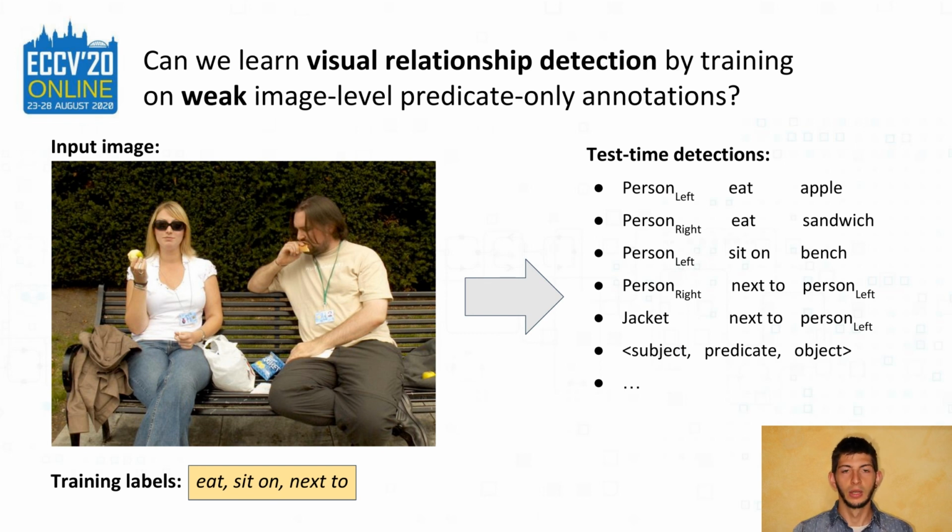In this work, we demonstrate learning visual relationship detection using weak, image-level, predicate-only labels, such as eat or sit on. Notably, the notion of objects and interactions is absent from the raw training data, and it will only arise by applying the right inductive biases and object-oriented explanations.